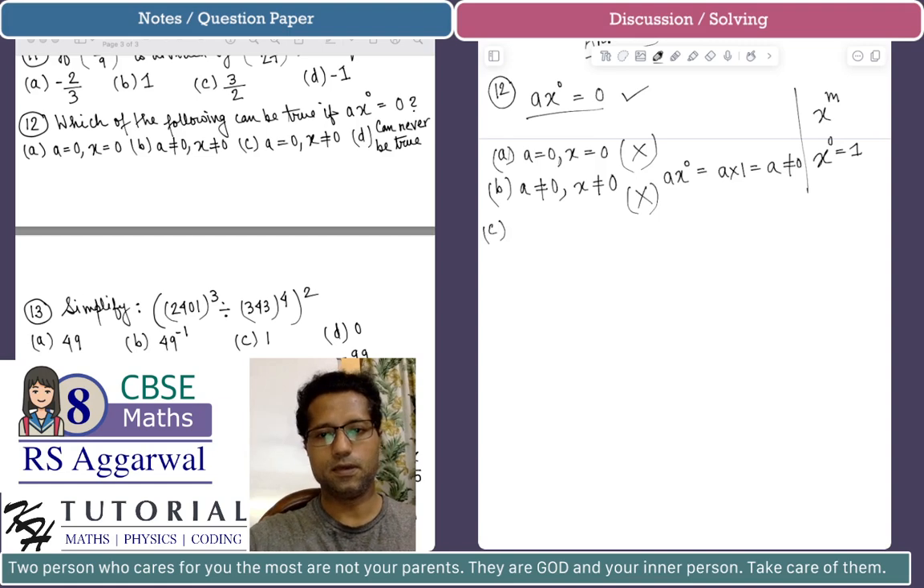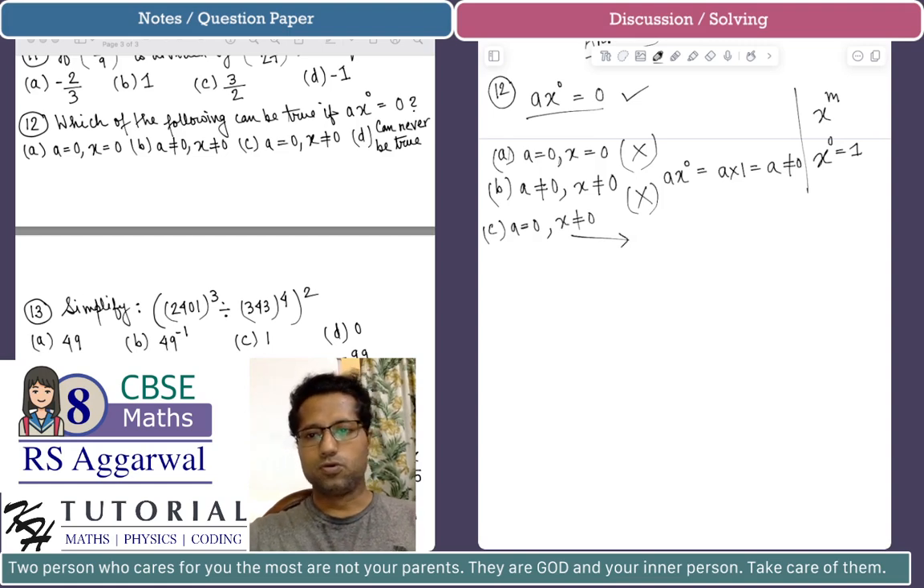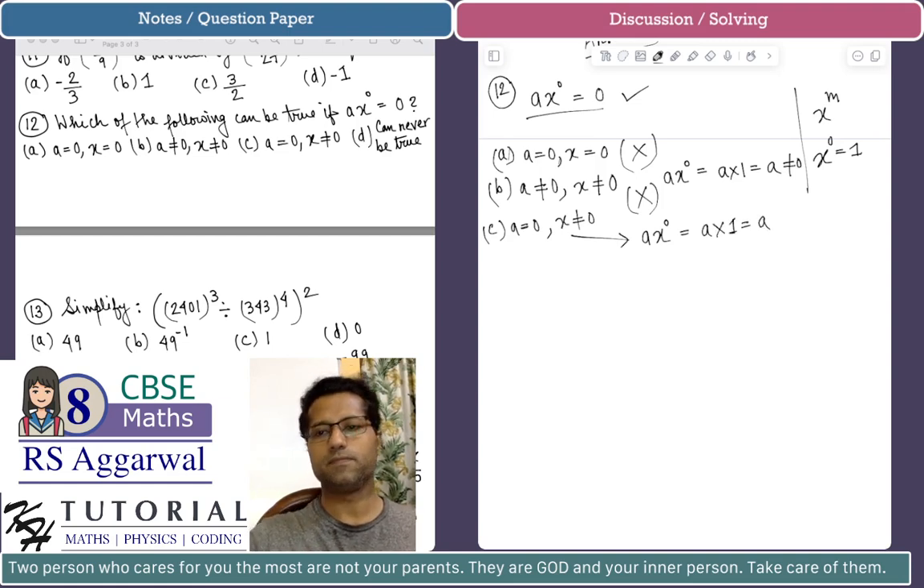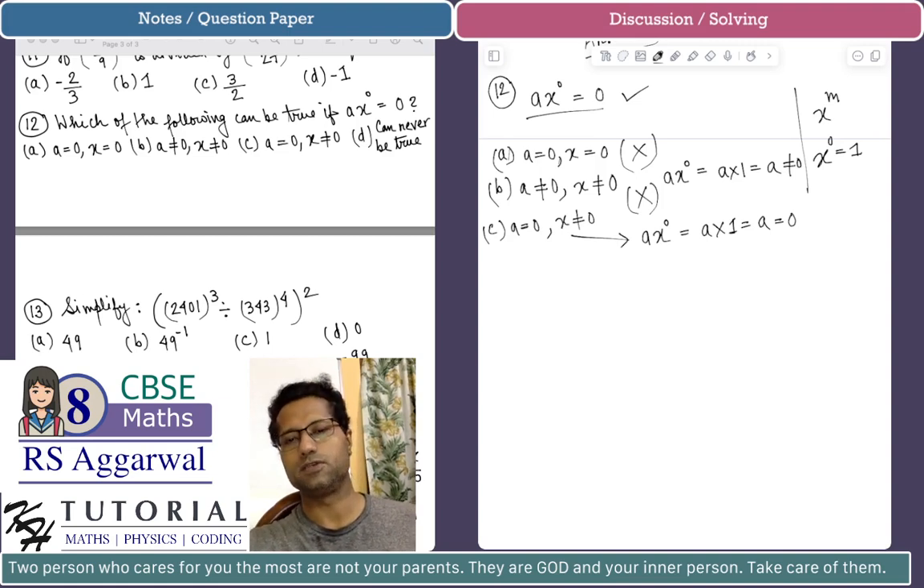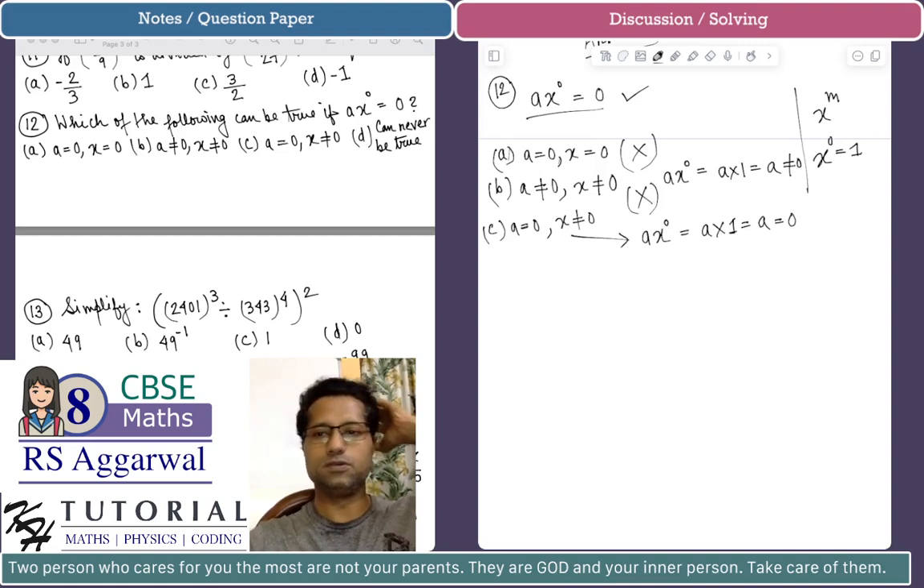What is C? a is equal to 0 and x not equal to 0. Let's see what happens if this is true. x is not equal to 0, fine. The base is not equal to 0, and we know this will be equal to a multiplied by 1. This is equal to a, and a is also given to be 0. So this will be equal to 0, which satisfies the given equation. The right hand side of the given equation is 0. So definitely C is the correct choice.